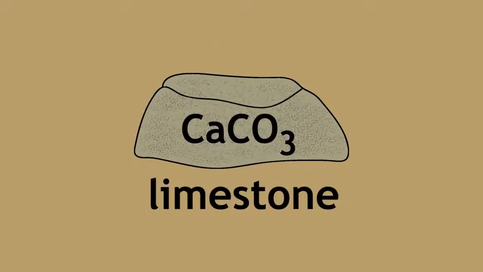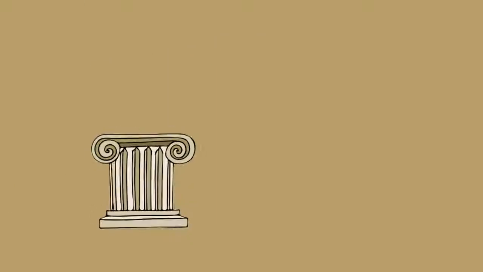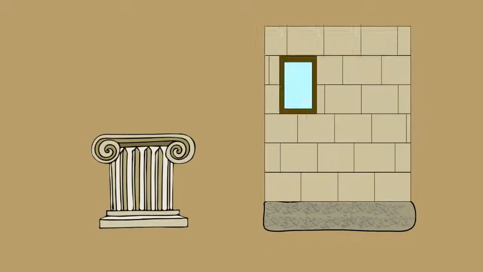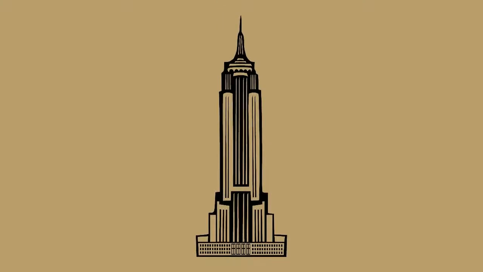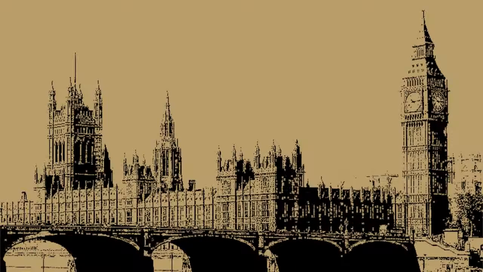Limestone can be used on its own. Many structures have been carved out of limestone, and many buildings have been built with mostly limestone. Some examples include the Empire State Building in New York, the United States of America, and St. Paul's Cathedral and the Houses of Parliament in London, England.